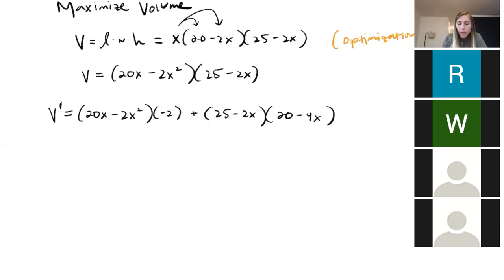Now at this point, we do need to multiply everything out. So we're going to distribute the -2 in to rewrite our V prime. So is that -40x? I guess the one nice thing, if we had multiplied out already, is that our derivative would already be simplified and ready to set equal to 0, but that's okay.